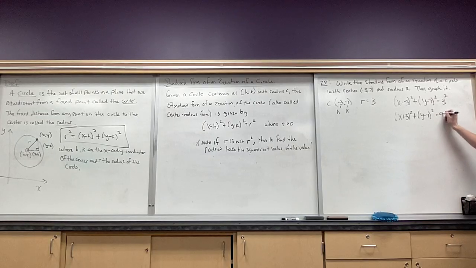And then b squared is nine. Okay, so there it is. There's the standard form for that circle with those characteristics.